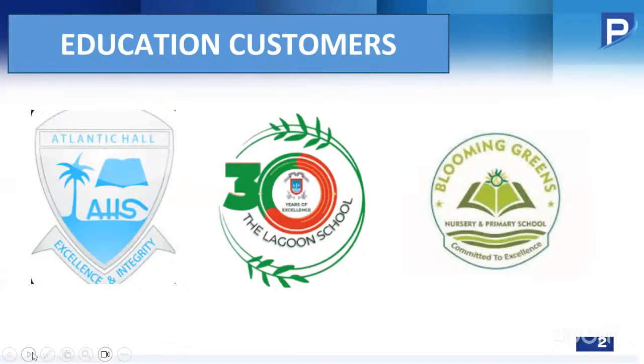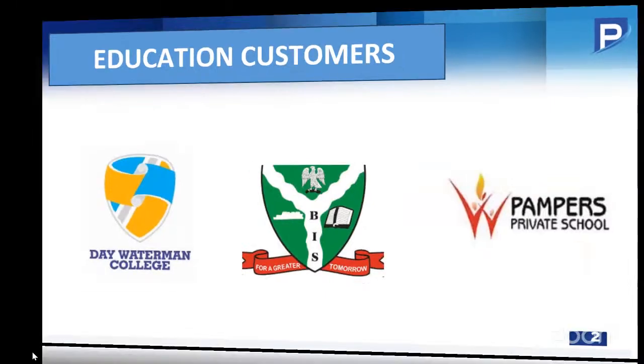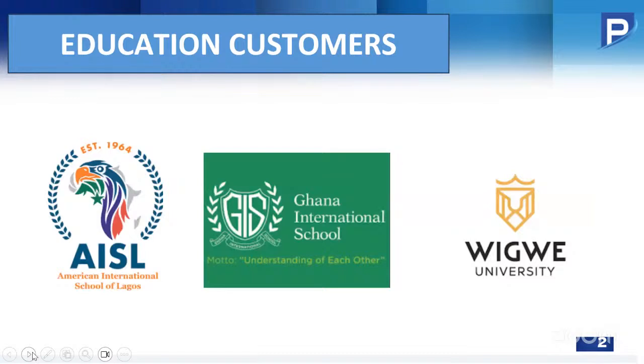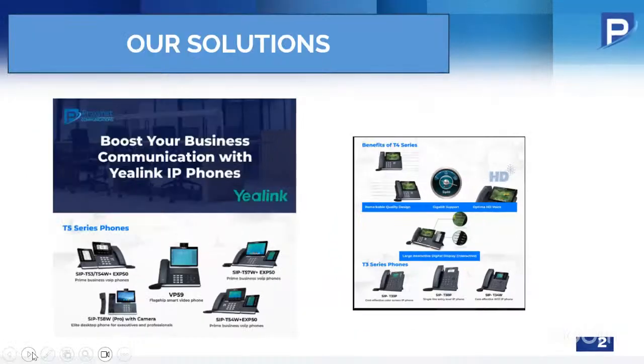And for the education sector, we work with leading international schools such as Atlantic Hall, Lagoon International School, Blooming Green, Day Waterman College, BIS, which is British International, Pampas. All these are international schools. Ghana International Schools, because like I mentioned, we are located in Ghana and also in Cote d'Ivoire, so we also work with schools in that location too. And of course, I'm sure most of you also know Wigwe University by the late Mr. Albert Wigwe. So we actually work with these schools too to provide these various cutting-edge solutions.